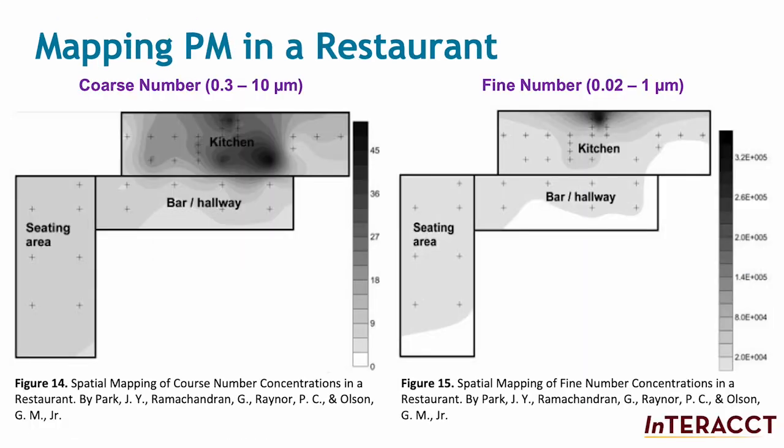Now, just looking at the restaurant, as expected, the coarse particle number concentration, which included particles with aerodynamic diameter between 0.3 and 10 micron, was highest in the kitchen near known sources, whereas the bar and seating area concentrations were much lower and more homogeneously spread throughout those areas. The fine concentration map shown on the right clearly shows a single hotspot of emissions associated with the oven, which was then investigated to determine how they could be better controlled.